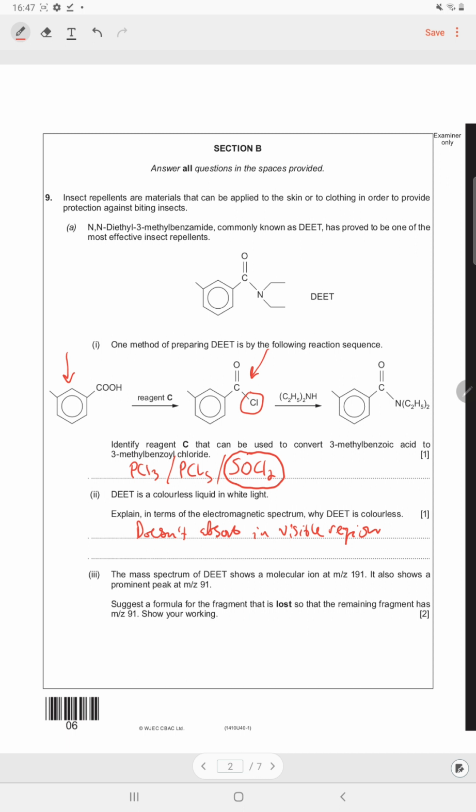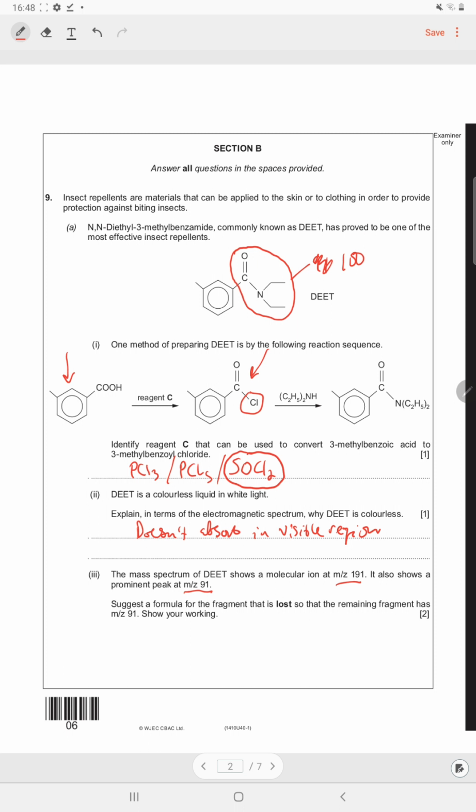Okay, this next one, you just have to do a bit of fiddling around. So the mass spectrum of DEET shows a molecular ion at mass to charge ratio 191. So what that means is this whole thing has a mass of 191. So suggest a formula for the fragment that is lost. There's also a peak at 91. So you have to try and find a fragment that weighs 91. And if you just take off all that, that has a mass of 100.